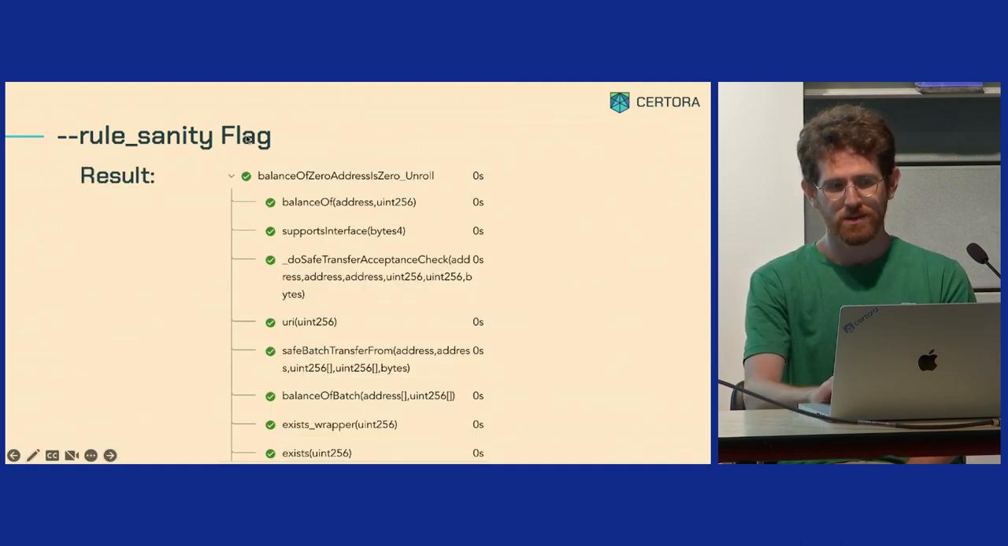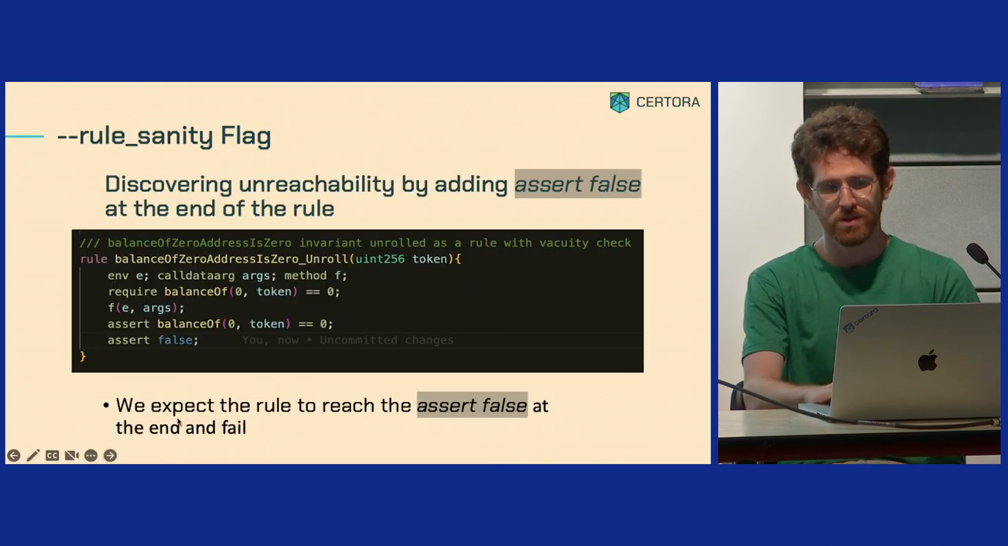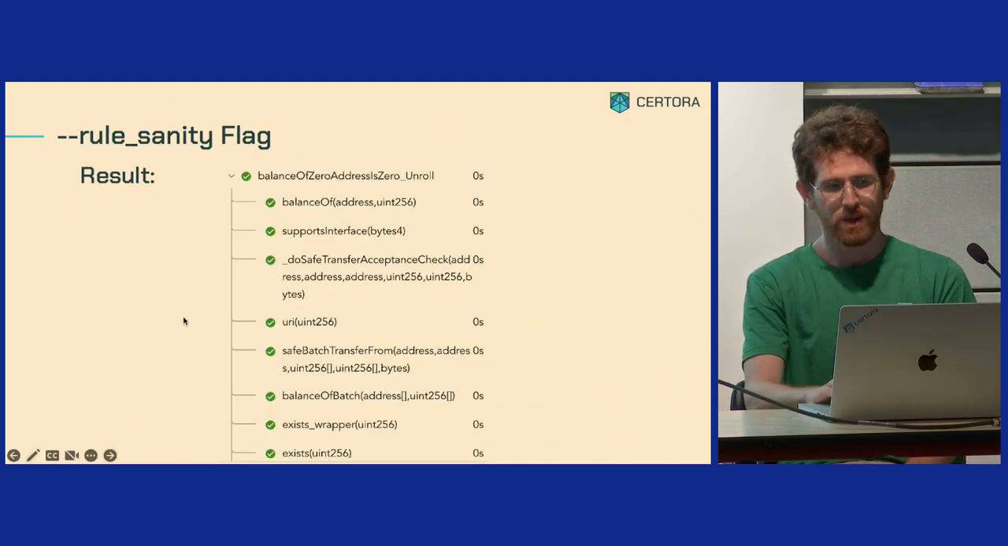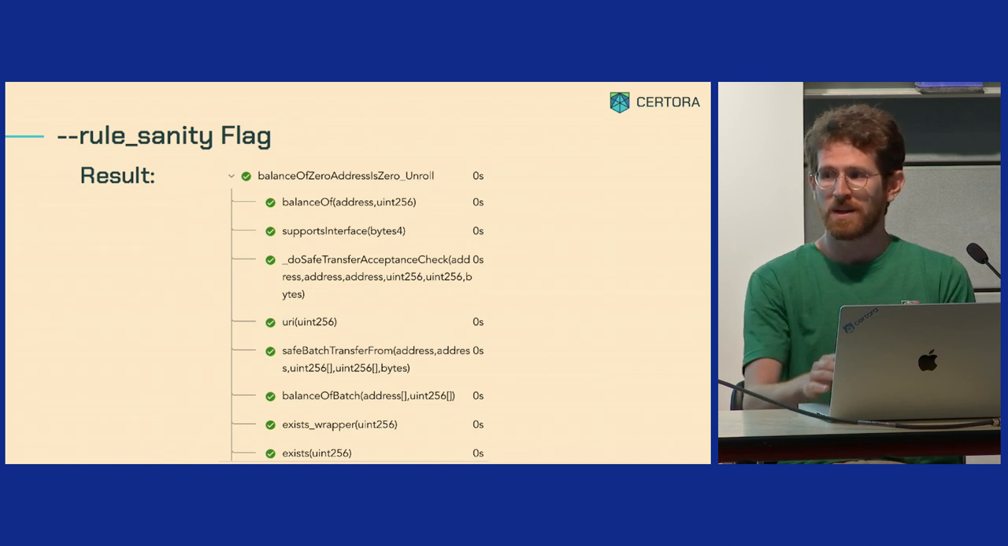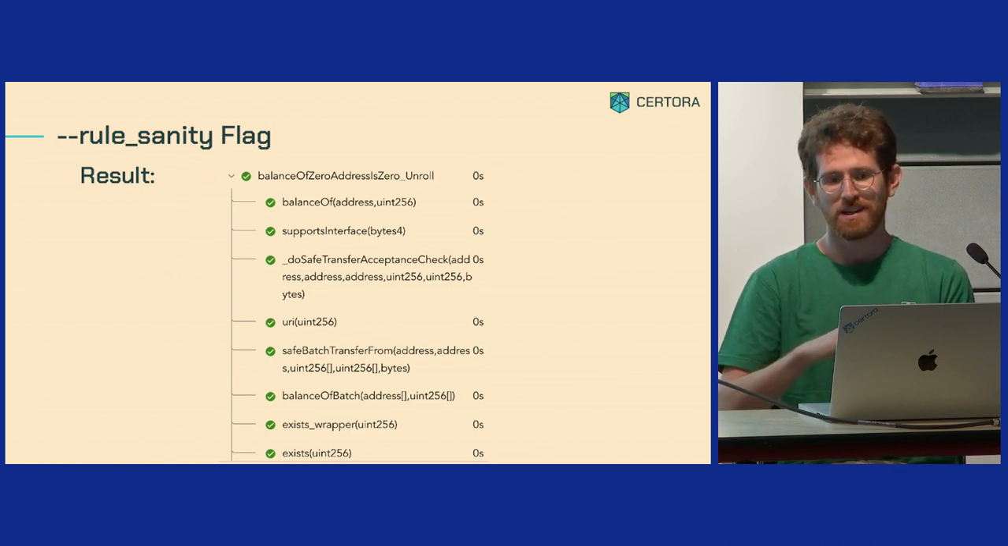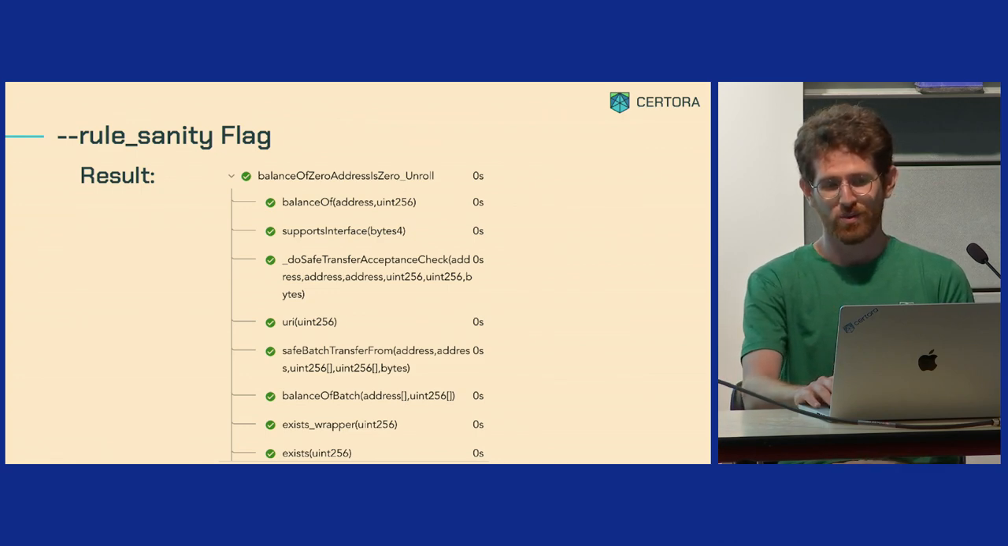So this is a run. This is a result of this rule with assert false at the end. And we can see that this rule, this unpacking of the invariant, is passing for every possible method, which means we asserted false, it still passed, meaning that the start state is non-existent. We have a reachability problem. We applied some contradicting constraints.